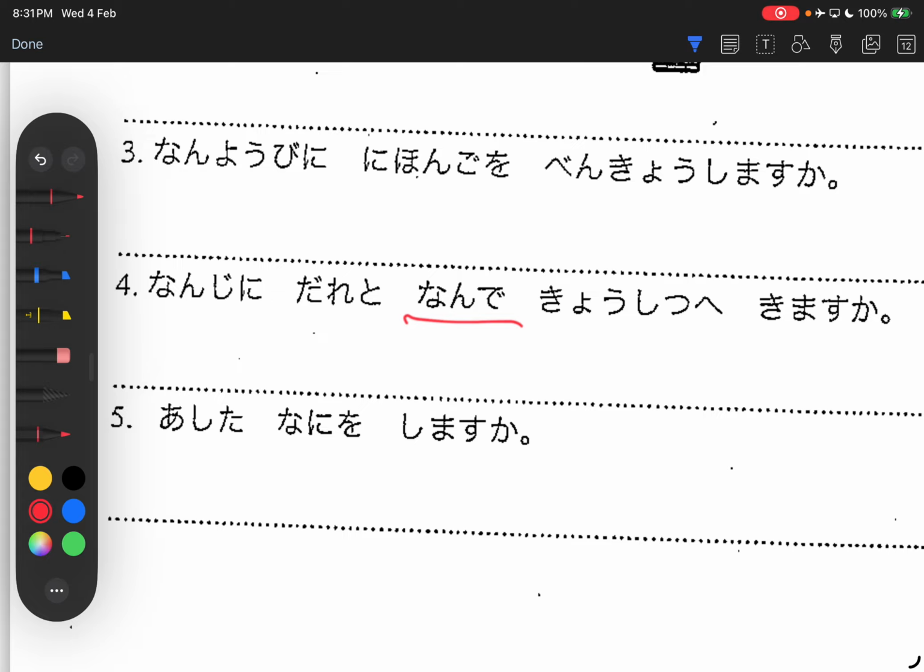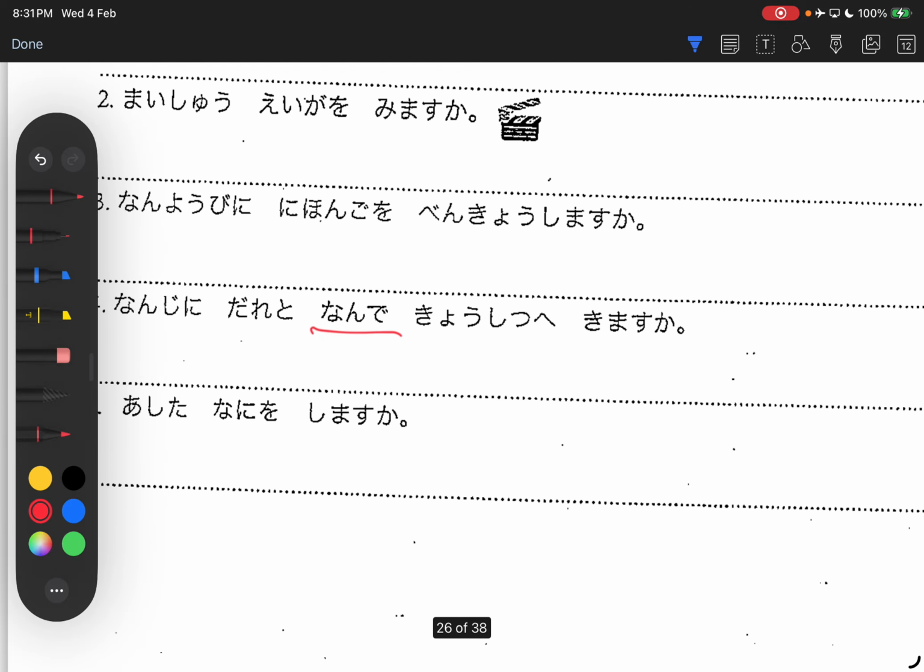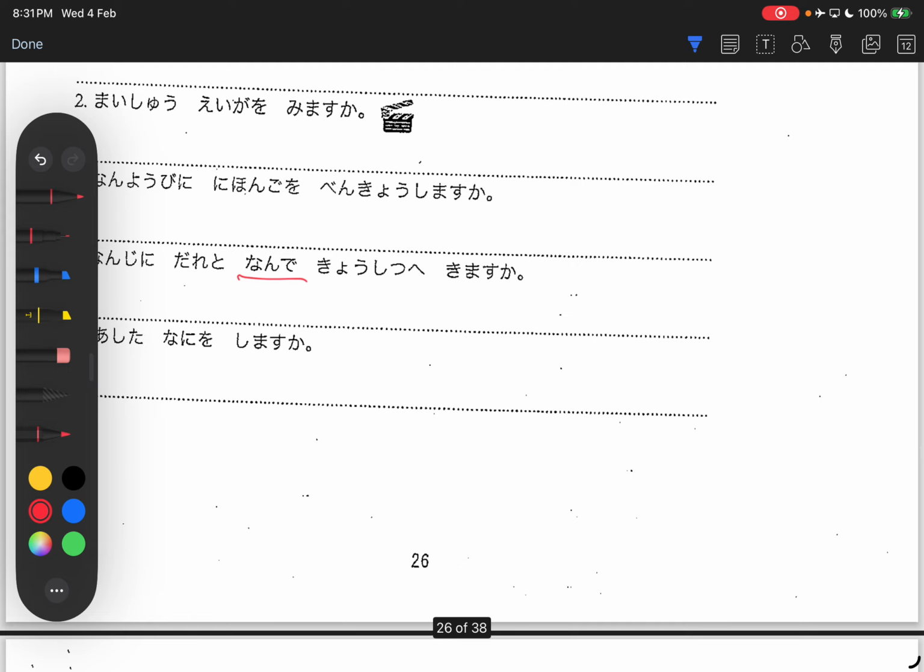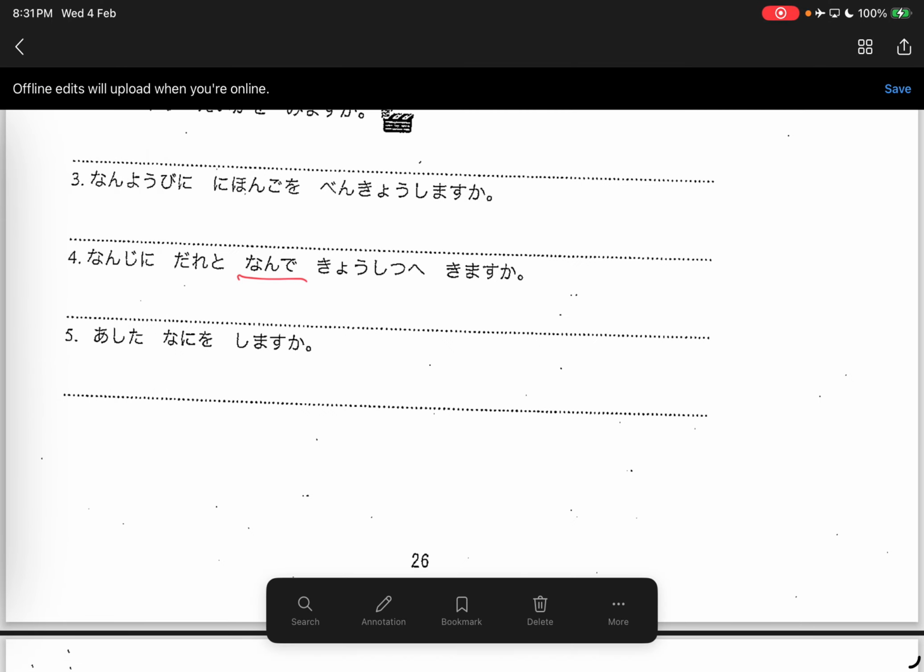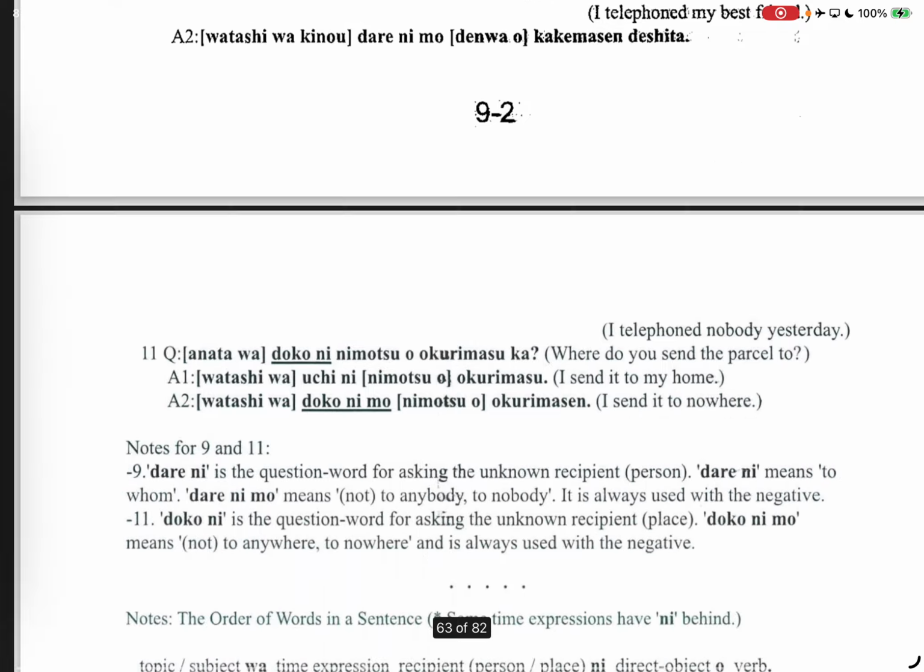Okay, number 5. 明日何をしますか、ジン君。明日映画を見ます。Okay, 明日映画を見ます。Present tense because it's tomorrow, right? 映画を見ます。Not past tense. It's future, so it's present tense. Okay, any questions about this? Very good. So we finished our homework. We will take a short break, 5 minutes break. Then we will talk about lesson 10 today. And then we will close off the lesson.